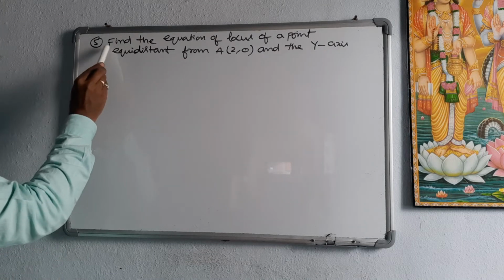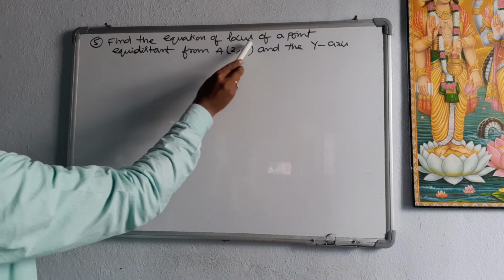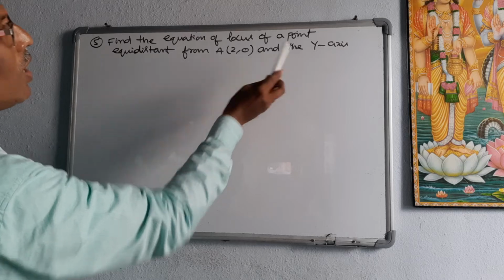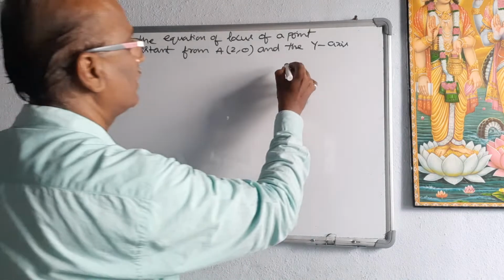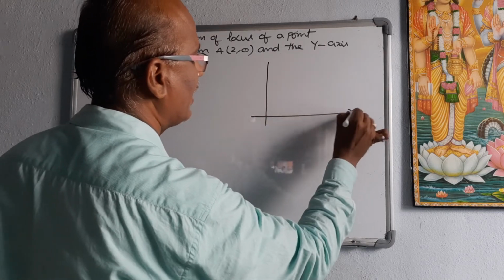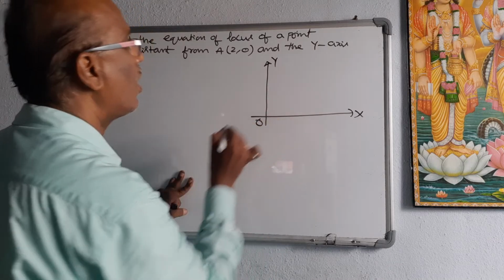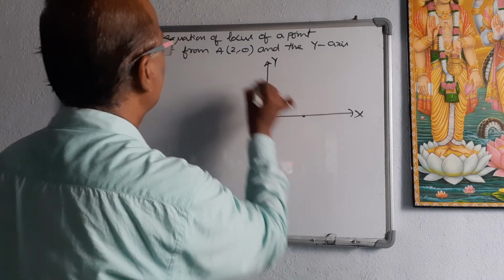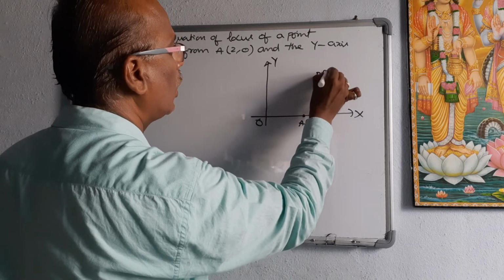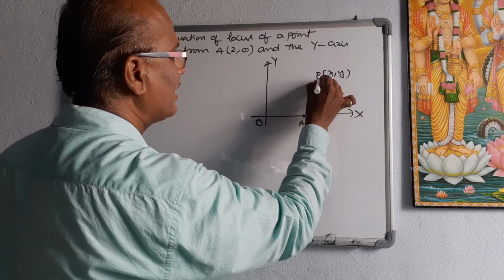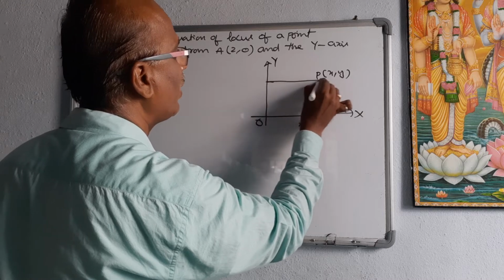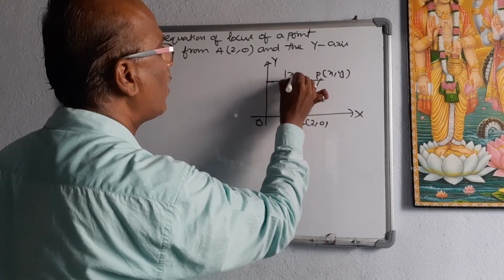Next, question number 5. Find the equation of locus of a point equidistant from capital A equal to 2 comma 0 and the y-axis. Here, this is the diagram. X-axis and y-axis, this is the origin. Capital A, this is the point given 2 comma 0. This lies on x-axis. Here P is the locus point x comma y. The distance from P to A is equal to the distance from P to y-axis. P to y-axis distance is mod x.